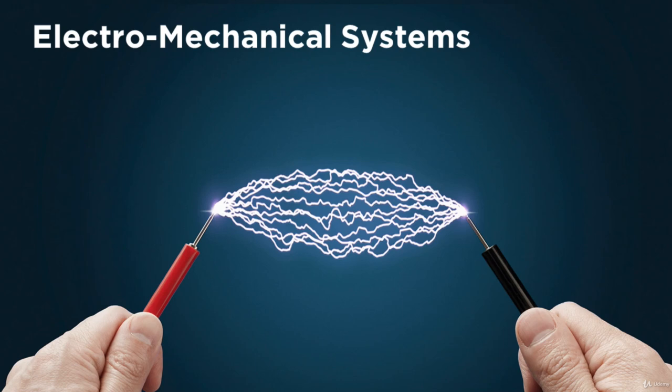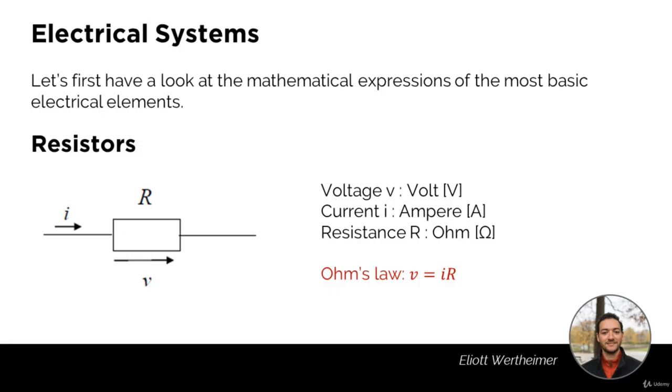Hi guys, we just looked at mechanical systems. Let's now look at the mathematical models of electromechanical systems. As for mechanical systems, electrical systems can basically most of the time be cut down to their most simple core elements. We're going to have a look at these elements and their mathematical expressions.